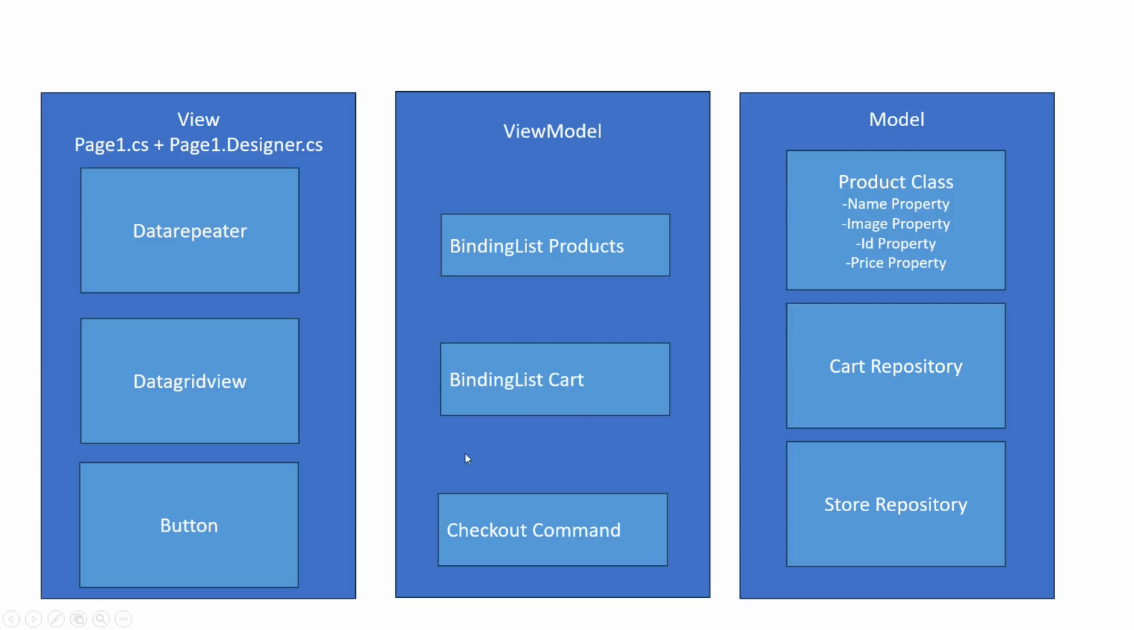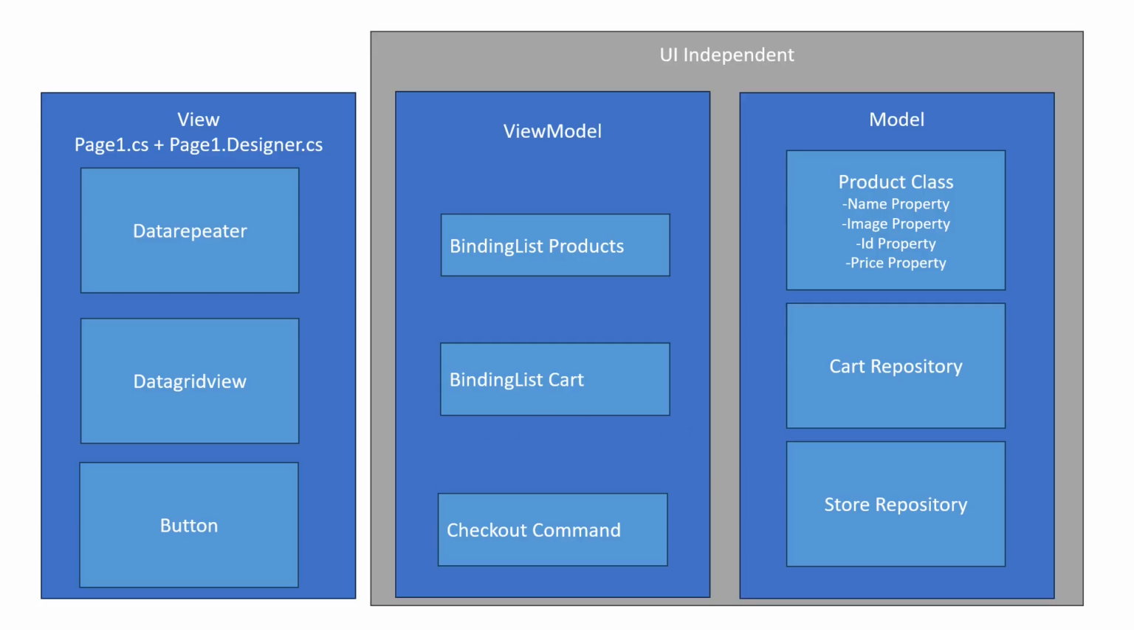You note here, the view model and model are UI independent, which means that you can use different views for the same view model and model. You could even write a WinForms app that uses this view model and model. So they are completely independent of the view. Now, let's show the data bindings. So the data repeater binds to the binding list of products. Data grid view binds to the cart, and then our button binds to the checkout command.